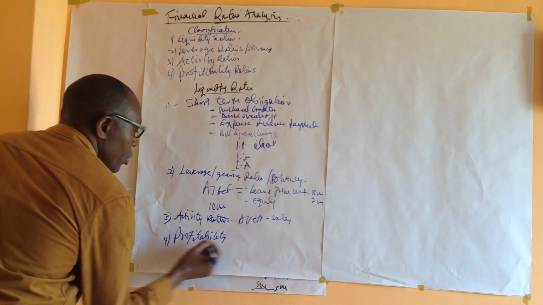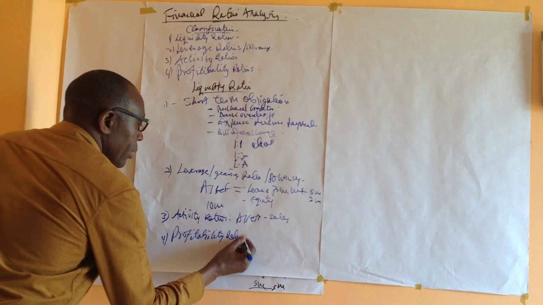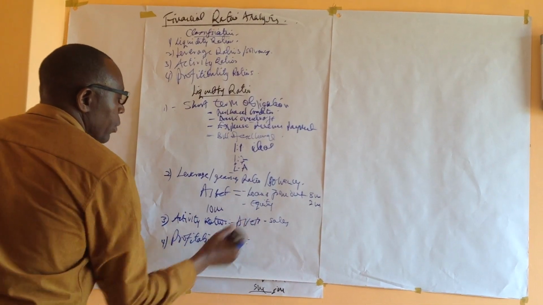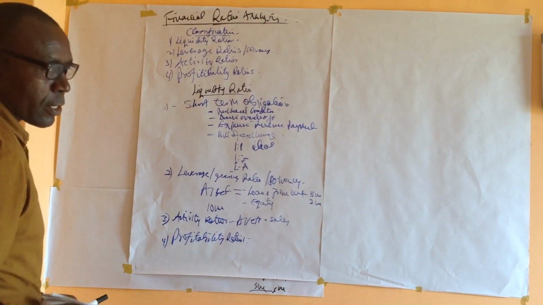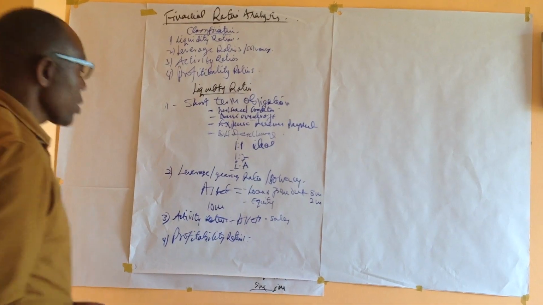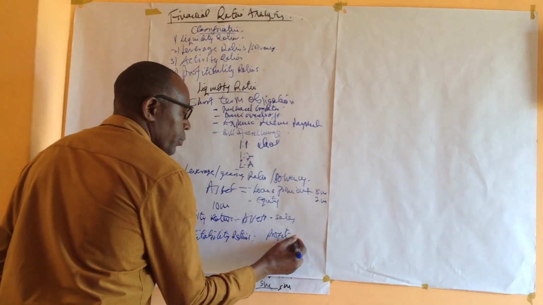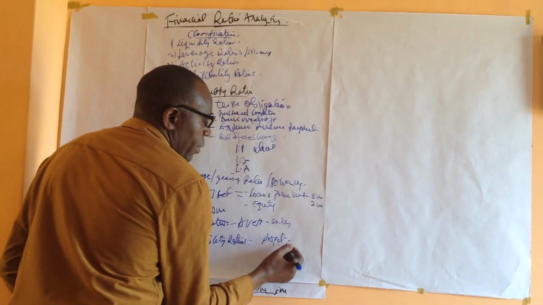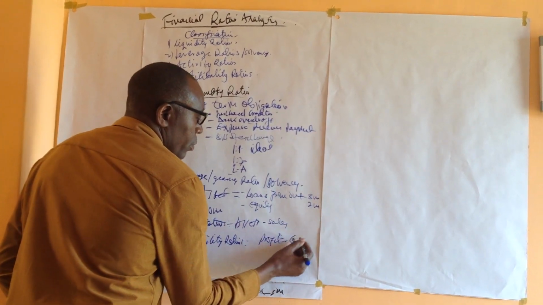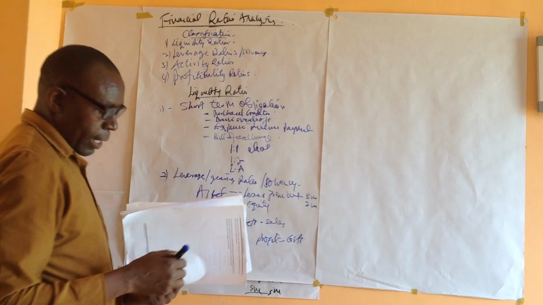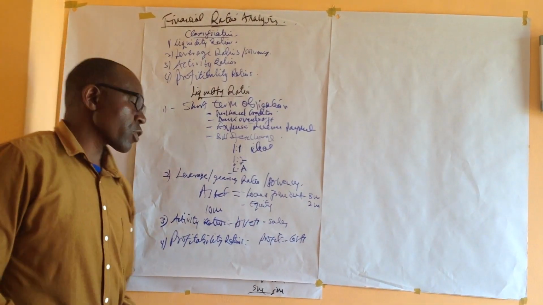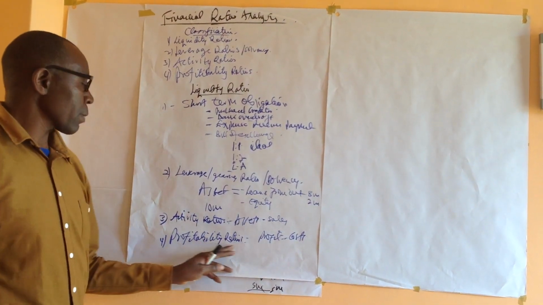The profitability ratios merely measure how profitable the business is. How profitable is the business? So here we relate the profits to the costs. We shall be relating the profits to the cost that we carry there. So that's about profitability ratios.